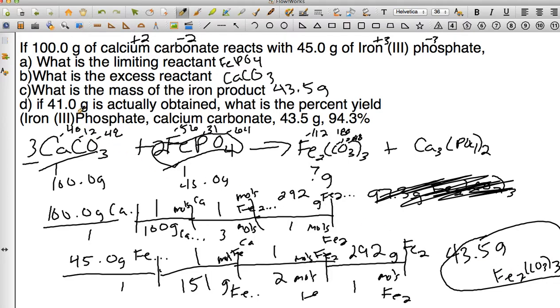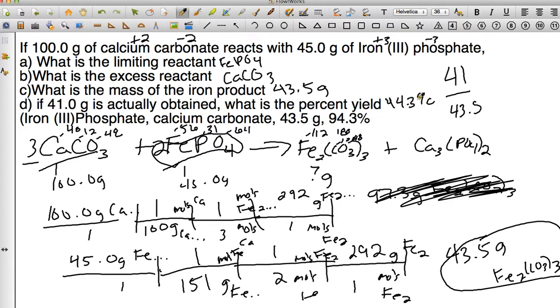The last question then is, what if 41 was actually obtained? You're going to take your actual divided by your theoretical, which was the 43.5, and then multiply by 100. So 41 divided by 43.5 equals, multiply that by 100, I get 94.3% for my percent yield.